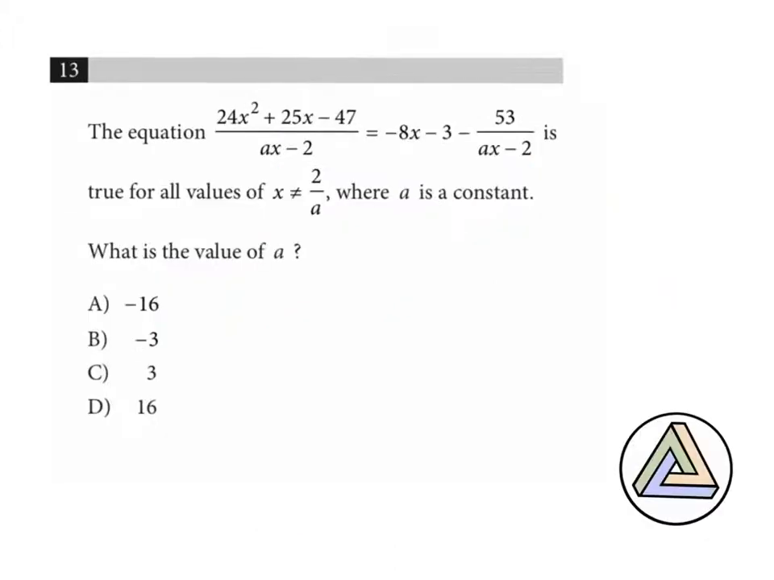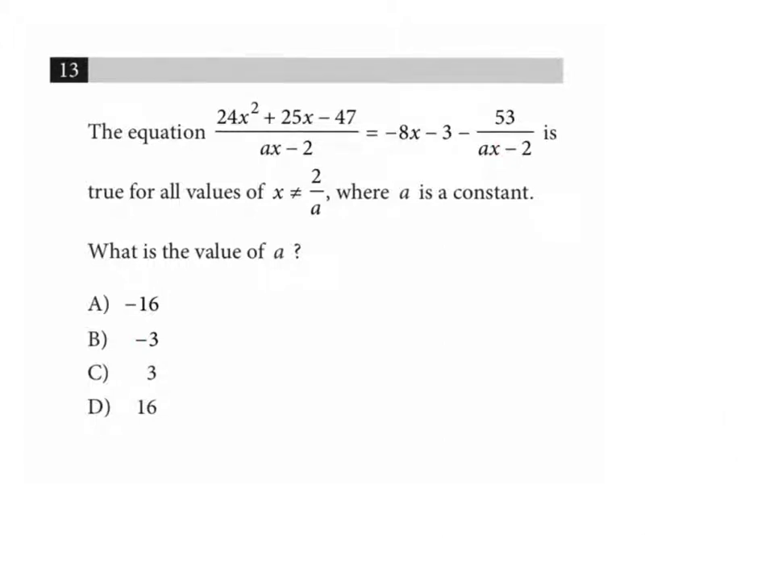Hopefully that makes sense. Okay, the equation (24x squared plus 25x minus 47) over (ax minus 2) equals -8x minus 3 minus 53 over (ax minus 2), and that's true for all values of x where x doesn't equal 2 over a, where a is a constant. What's the value of a? Okay, so we want to find out the value of a. Now, one way to go is to plug in these answer choices until something works.